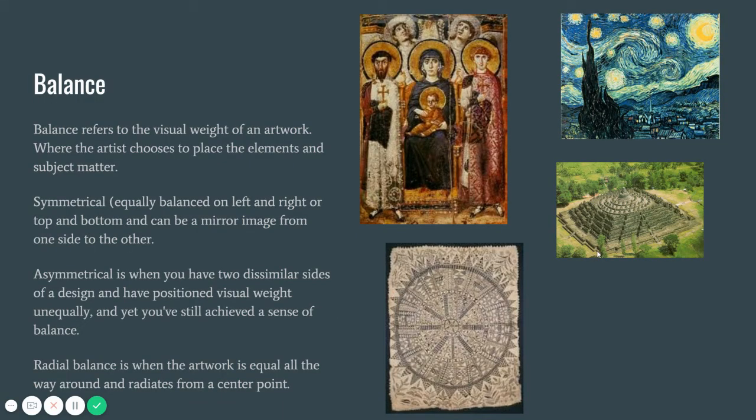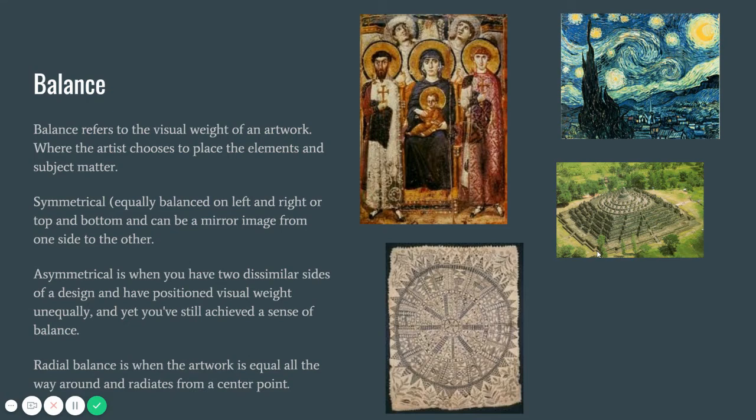Okay, so starting with balance. Balance refers to the visual weight of an artwork. So when you are looking at artwork and asking yourself if you feel a sense of balance, or if you feel like the weight of the artwork is being shifted from one area to another, okay? But we talk about balance in 3 different ways. The first is symmetrical balance.